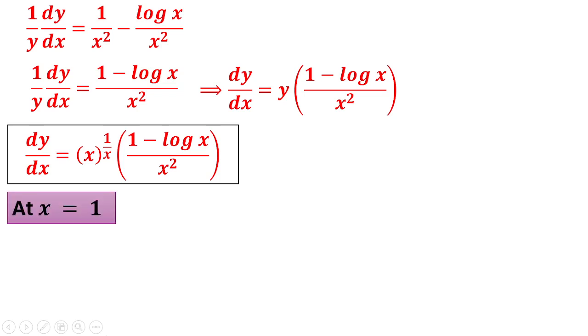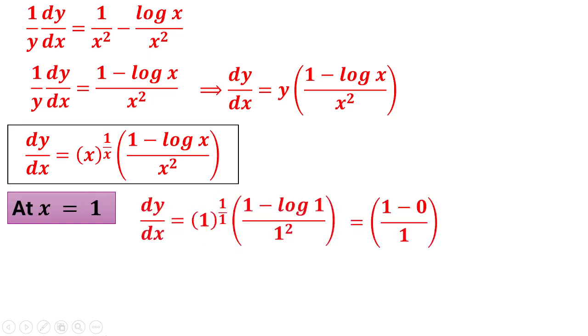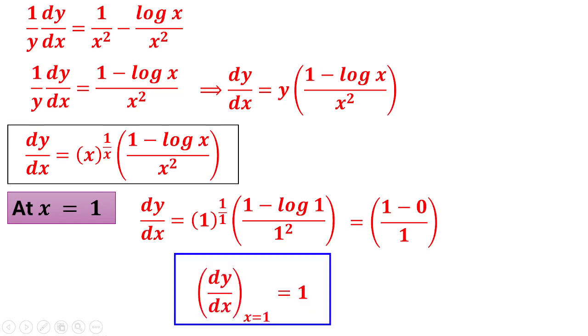Now they want the value of this derivative at x is equal to 1. Substitute. Log 1 is 0. Therefore, final answer is 1.